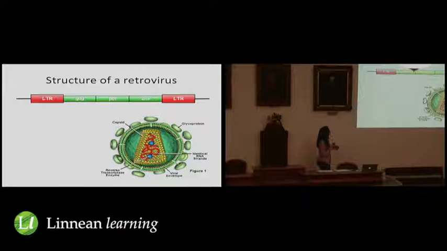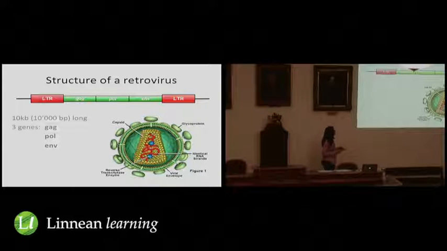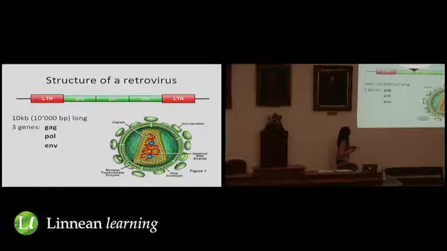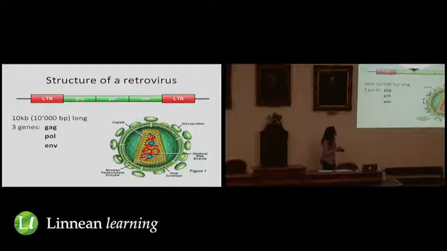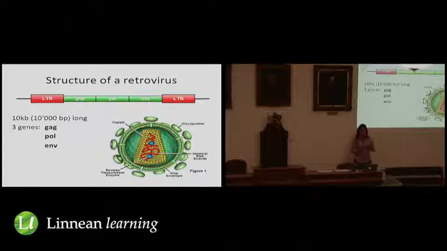The black bits represent the DNA of the host organism, and we have 3 genes in the middle: GAG, POL, and ENV. These 3 genes encode everything that the virus needs to make copies of itself. GAG codes for the core structural proteins, POL codes for the polymerase, and the ENV gene is the envelope gene that allows it to gain an envelope as it leaves the cell.